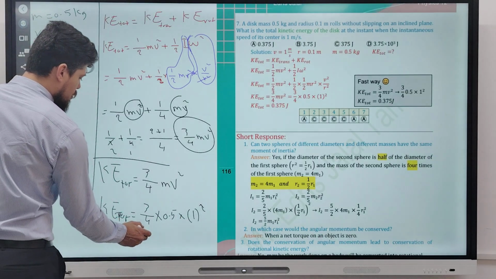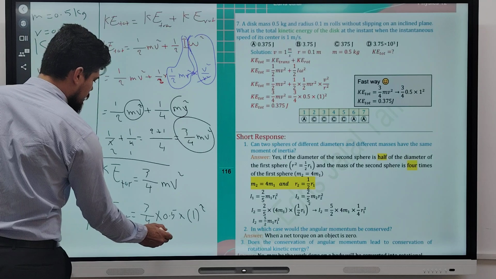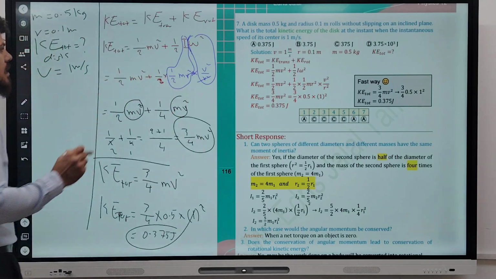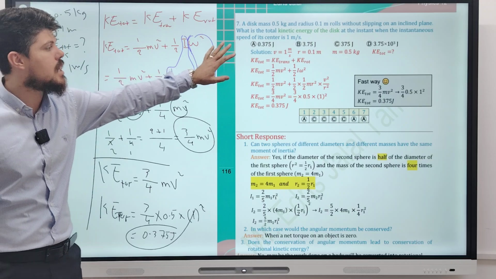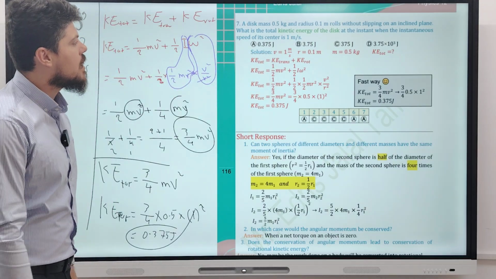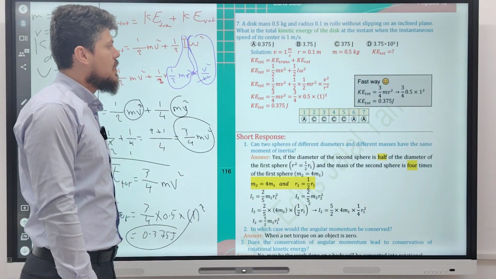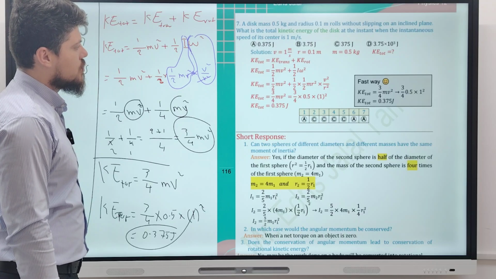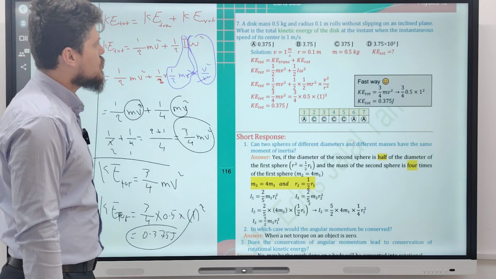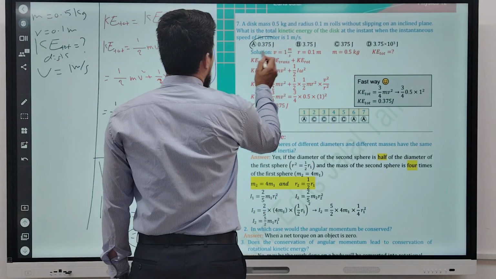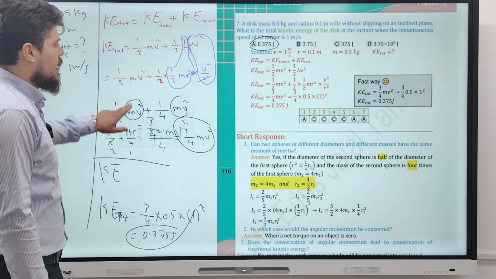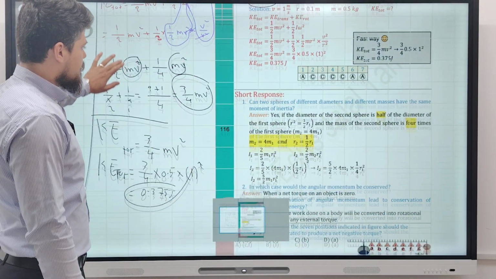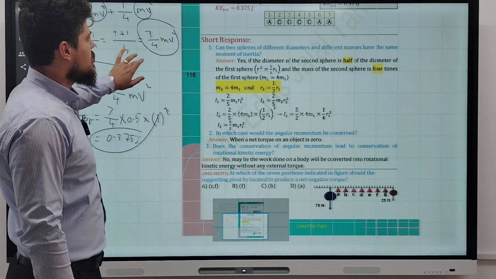The kinetic energy is equal to 0.375 joule. So it is very important, a very good question, and it was brought in the Wizari exam two years ago, I think in 2022. So which one is correct? 0.375 joule. A is correct. Okay? Look at the short response.